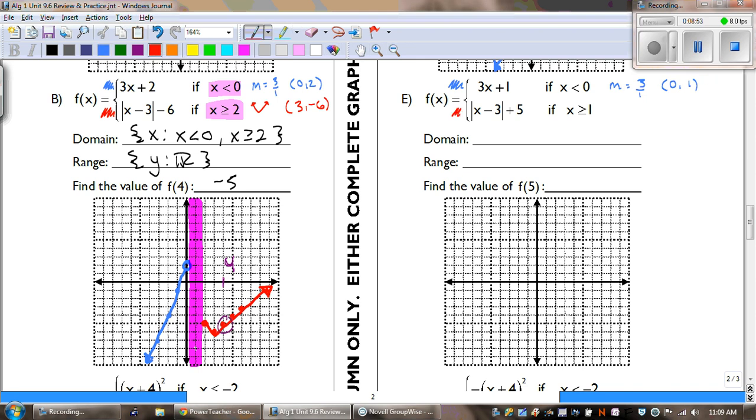Our next one, it's absolute, and there's no reflection, so that means it's going up. And our vertex is 3, 5. Okay? Just remember to pay attention to your limits right there. That's going to change your domain. Okay? So pause the video, and good luck.